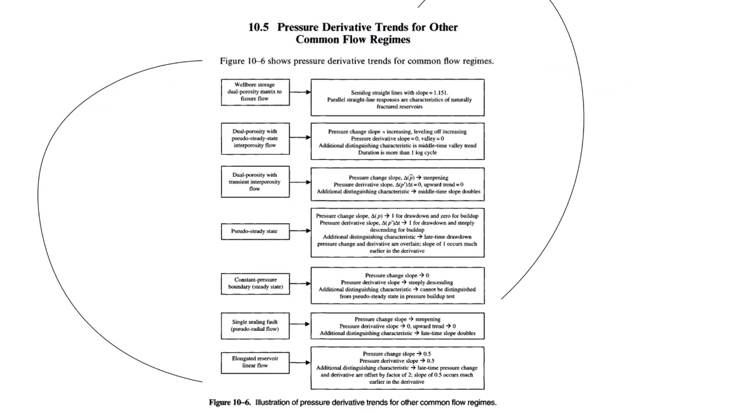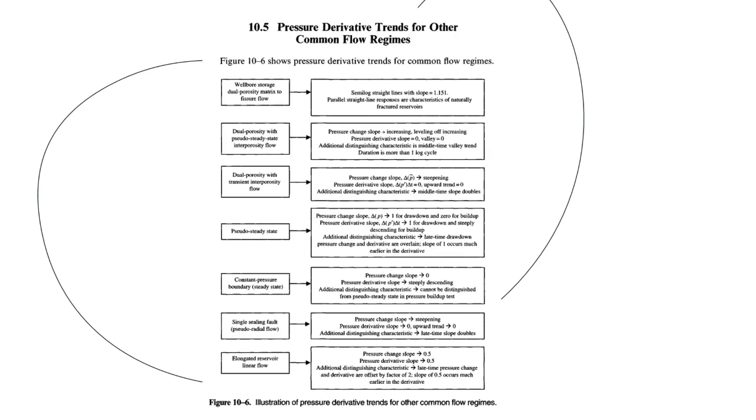So, according to Chaudhry 2003, this shows the pressure derivative trends for other common flow regimes. Figure 10.6 shows pressure derivative trends for common flow regimes. First, wellbore storage dual porosity matrix to fissure flow: semi-log straight lines with slope equal to 1.151. Parallel straight line responses are characteristic of naturally fractured reservoirs.